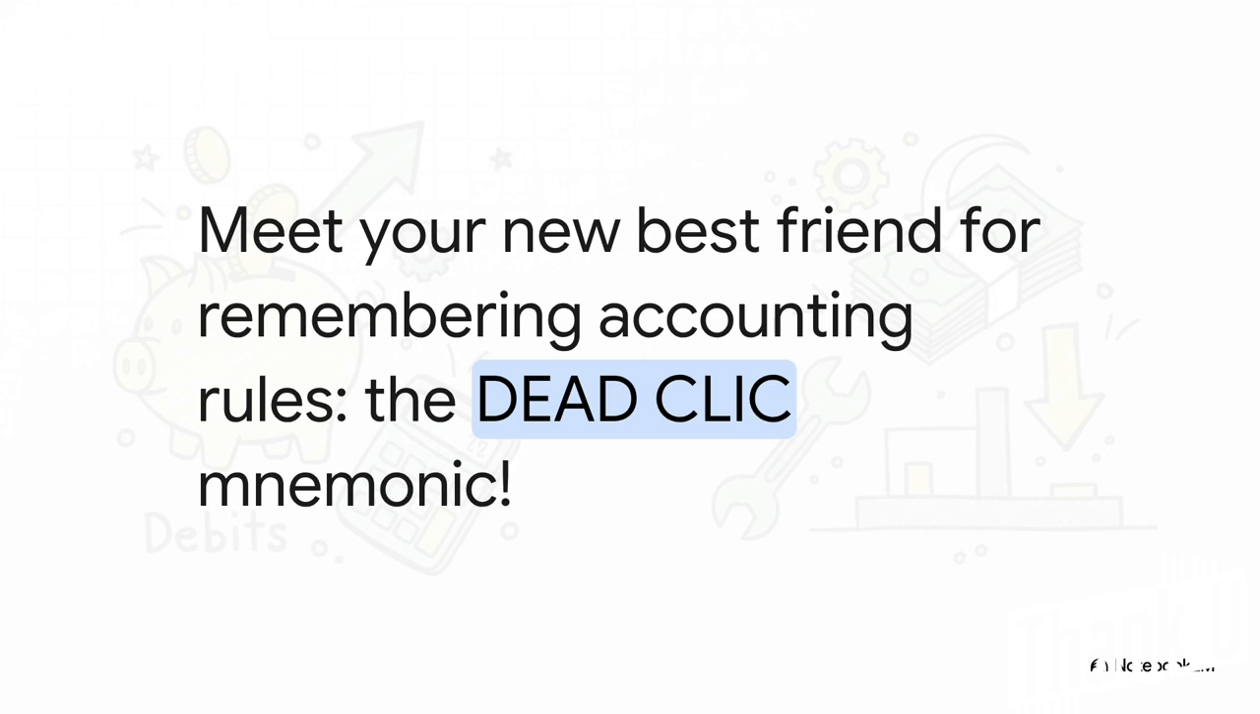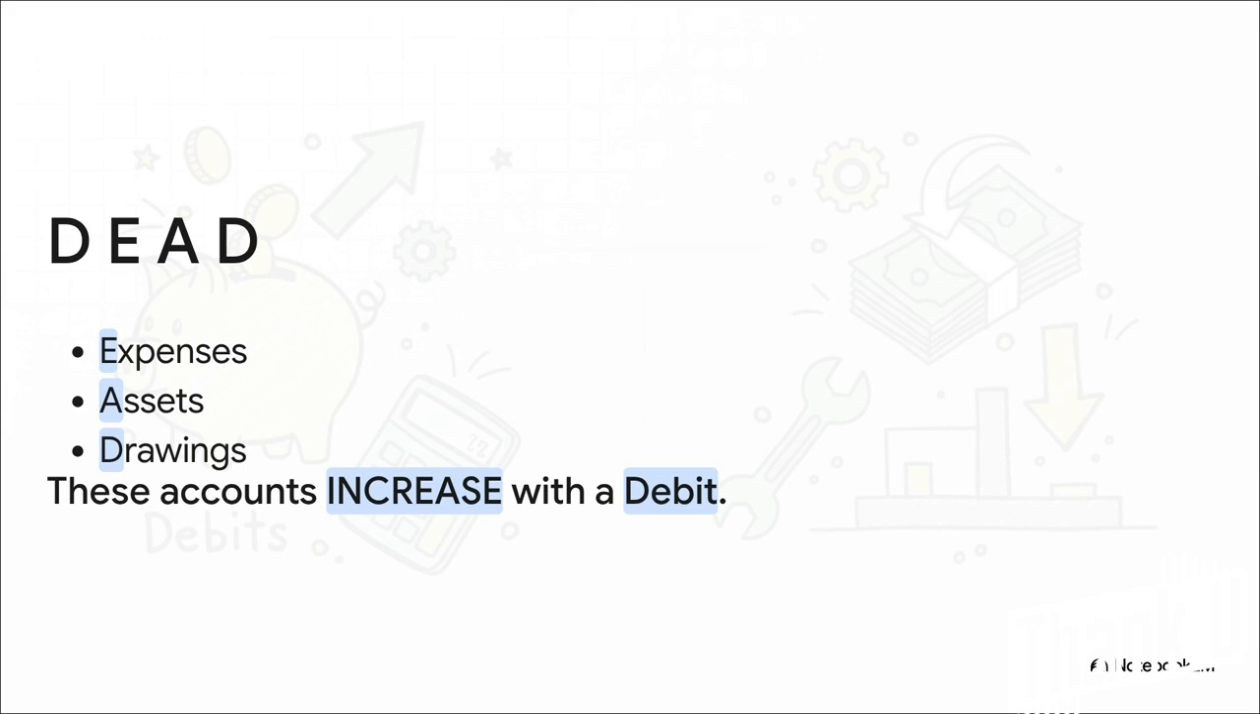We're going to use a little mnemonic called DEAD CLIC. Let's start with the first half, DEAD. This stands for debit, expenses, assets, and drawings. And drawings are just when an owner takes money out. It's a type of equity account. The rule is just so simple. All of these accounts increase with a debit. If you can remember DEAD, you've already memorized half the rules.